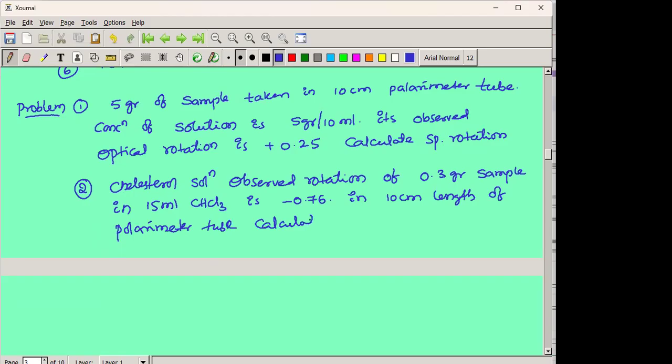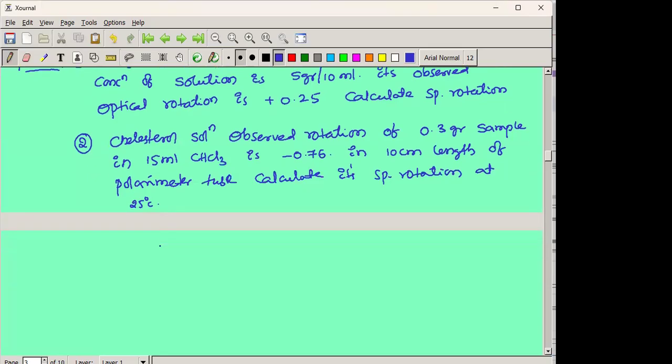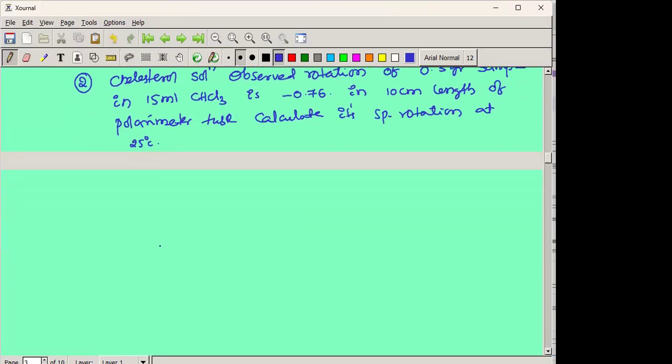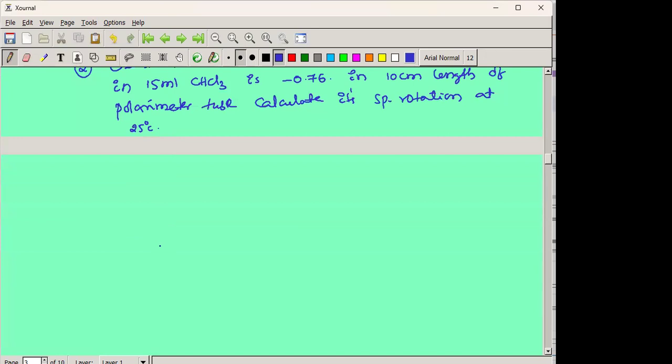Calculate its specific rotation at 25 degrees centigrade temperature. So that is about the problems, how to calculate a specific rotation, right? The factors which are affecting specific rotation, what type of factors are there, and how we calculate the specific rotation. Now we go with the criteria for optical activity.